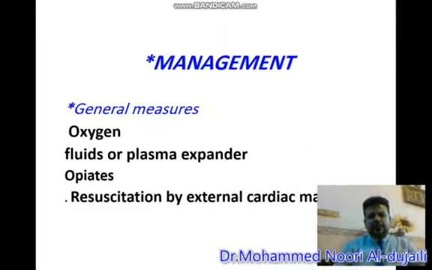Management starts with general measures such as oxygen, because the patient may be hypoxic, fluid and plasma expander to improve circulation, and opiate for the pain. External cardiac massage can be used for the dislodgement of the pulmonary emboli from the main pulmonary arteries into the peripheral pulmonary arteries to decrease the severity of the patient's condition.